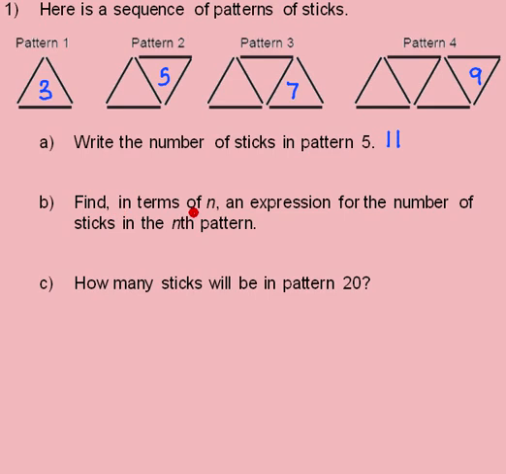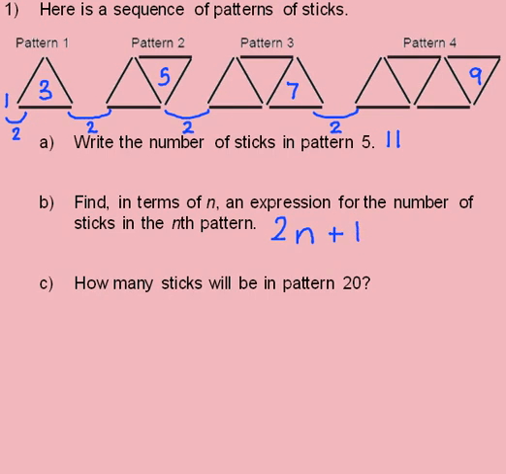Now I want the nth term, so I'm going to start by writing down n. From 3 to 5, I add on 2. From 5 to 7, I add on 2. And from 7 to 9, I add on 2. So it must be 2n. Now if I go back one pattern and take away 2 from this pattern here, I get 1. So on the end here, I must have plus 1.